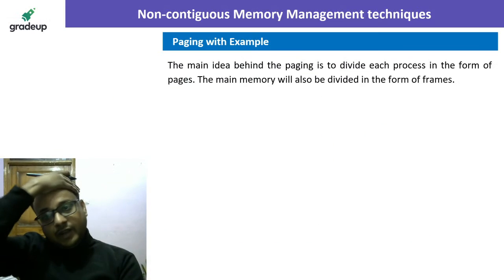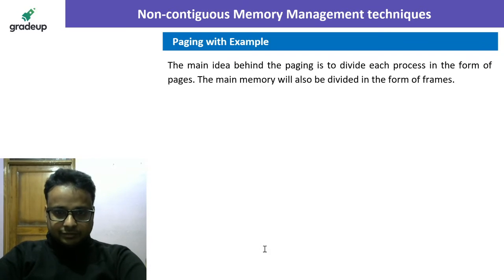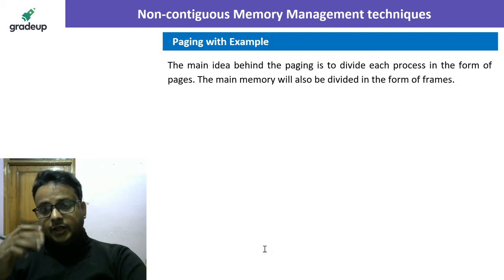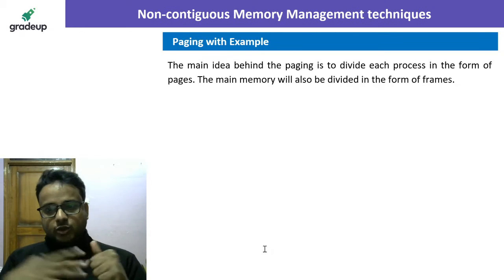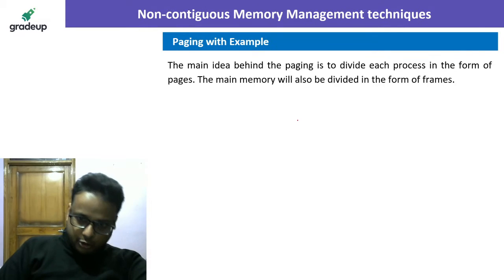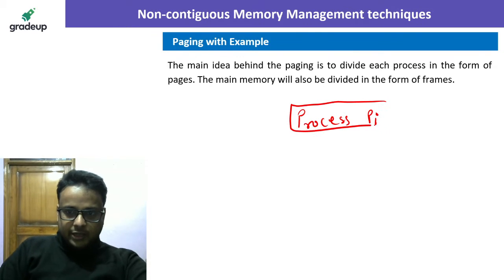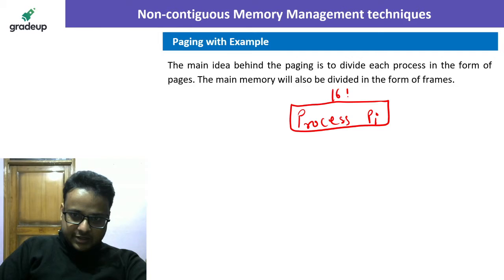Now here I will take the example of paging. The main idea behind paging is to divide each process in the form of pages and frames. So what is a page and a frame? Suppose we have a process Pi. Let me take process Pi. Now this is very long. Let's say this is 16 KB.